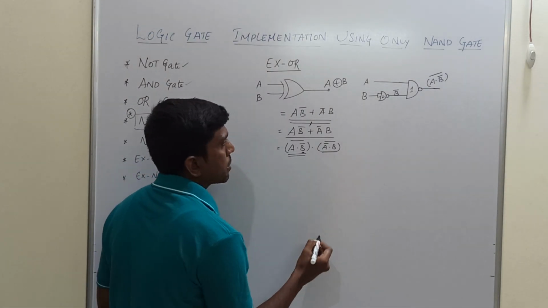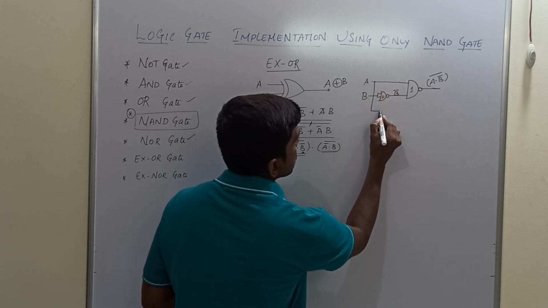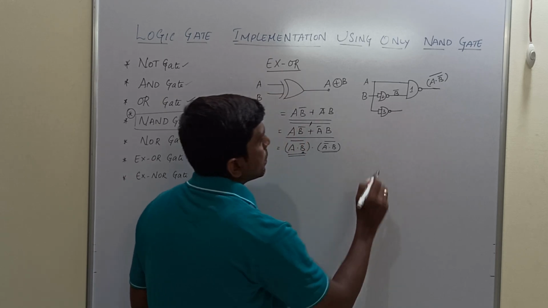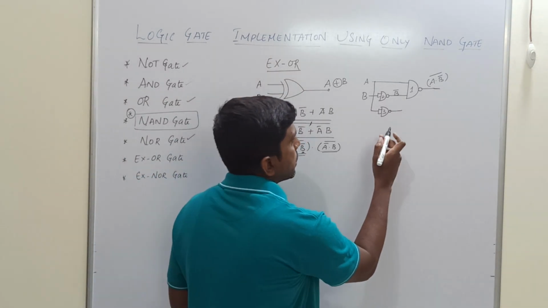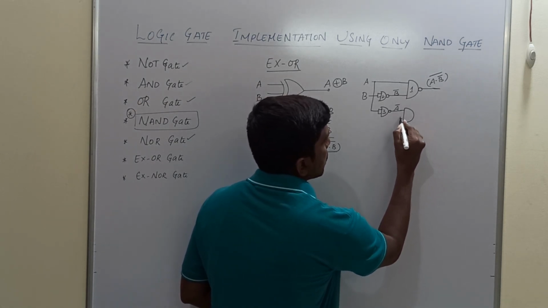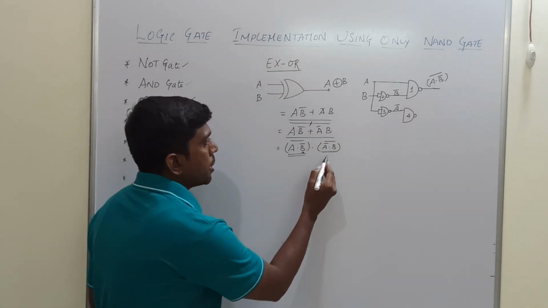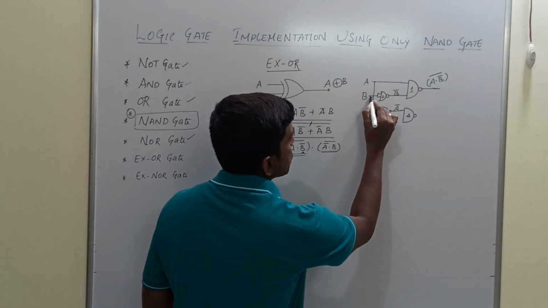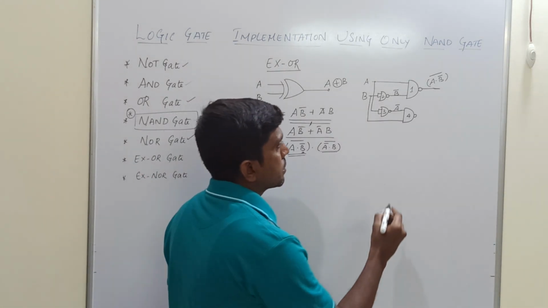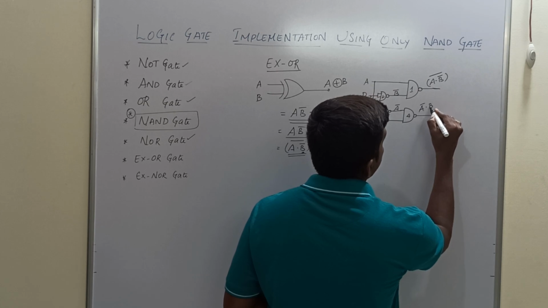Then come to the second product term. Here the actual input is A, but I need A bar. So this A is given to the third NAND gate, so it's a NAND inverter. Output of the inverter is A bar. So this output is connected to the fourth NAND gate input. Another input is B. So B is connected to the second input of the fourth NAND gate. Here the output is A bar dot B the whole bar.